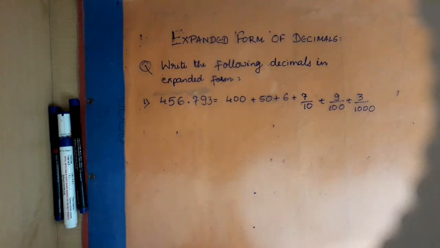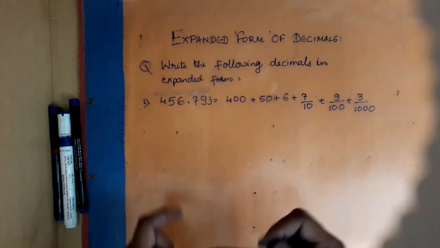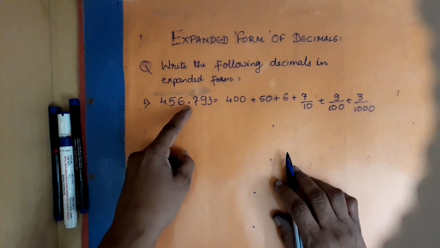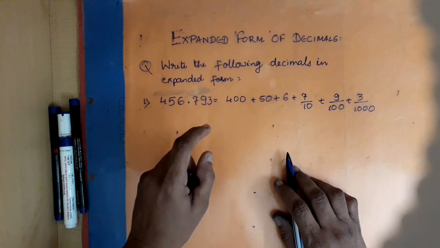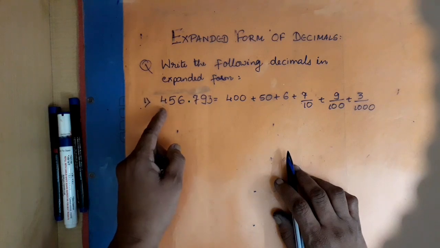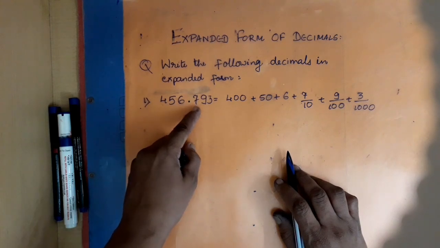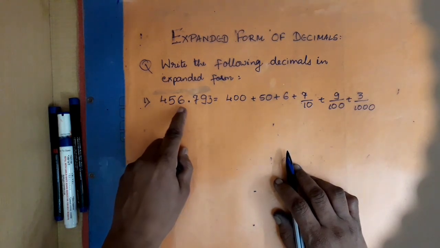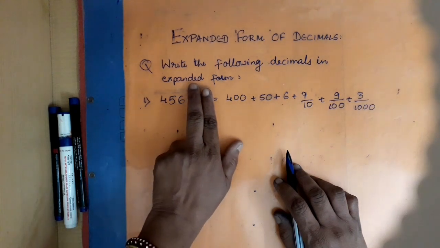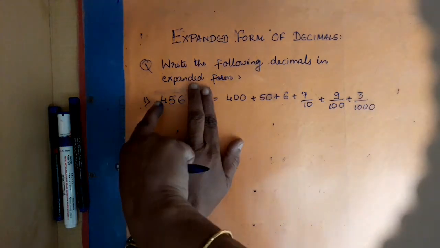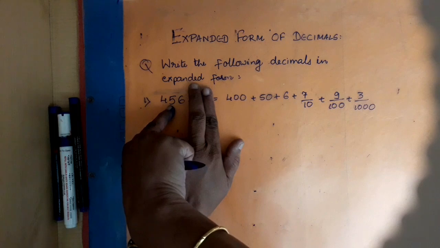First of all, we will try to read out this decimal number properly as you have learned. So here you can read out this decimal as 456 and 793 thousandths. Okay, or you can read it out as 456.793. Now let's write the expanded form of that. As you know, before the decimal point, this is a whole number and you can write it in the usual way. So this is in the hundreds place. So 400 plus 50 plus 6.